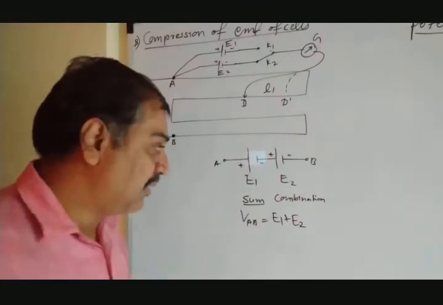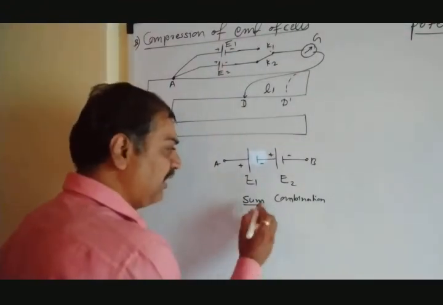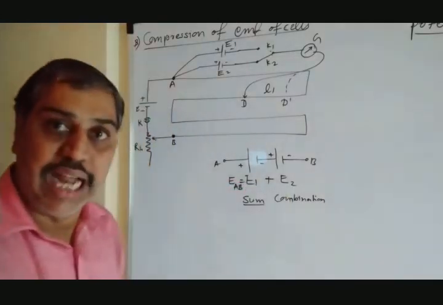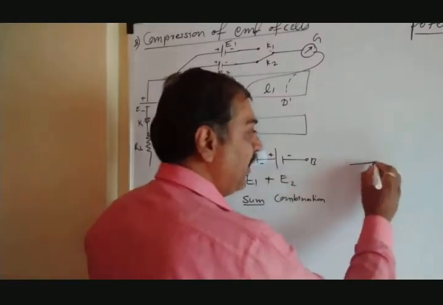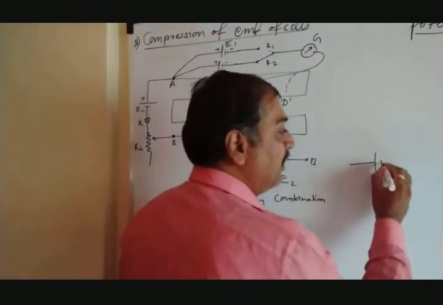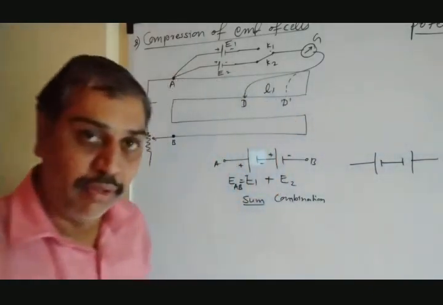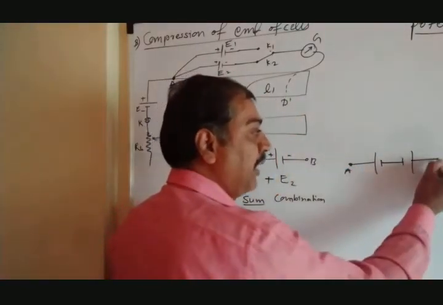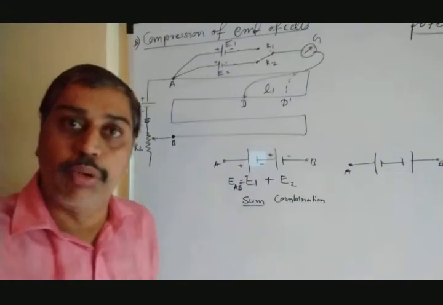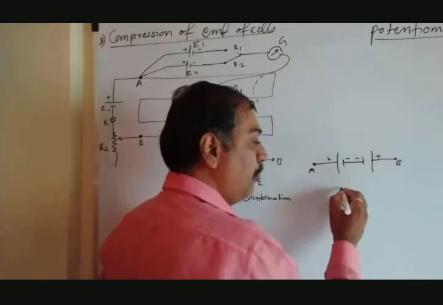And the other one is said to be the difference combination. In the sum combination, V_AB equals E1 plus E2. Now the second combination: the positive of both come to one side, and the negative of both are connected together like this. The negative of the first is connected to the negative of the second, with the positives combined together. So this is the positive A, this is again the positive B, or both are negative or both are positive, plus, minus, minus, plus. This is said to be the difference method.